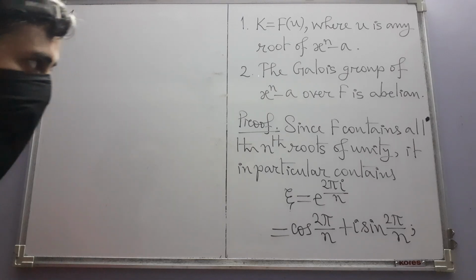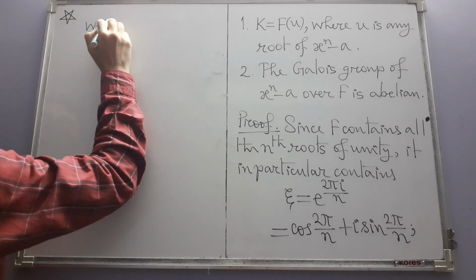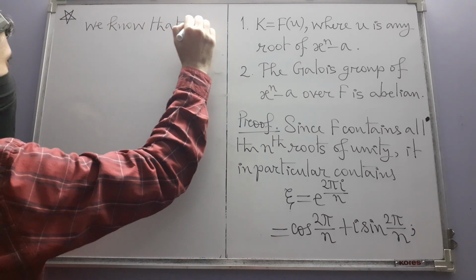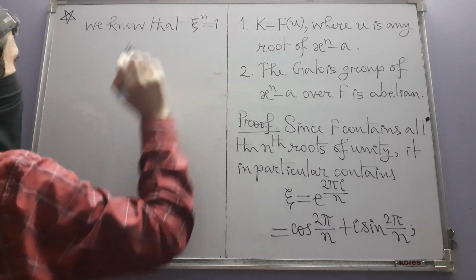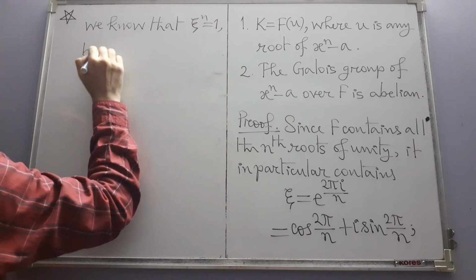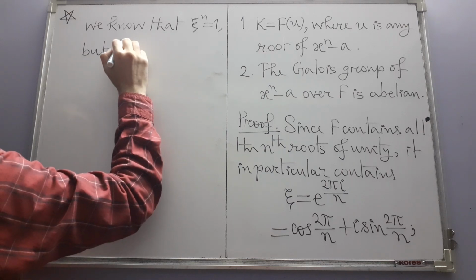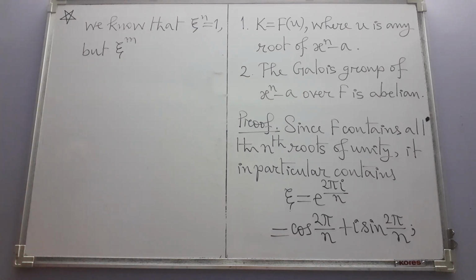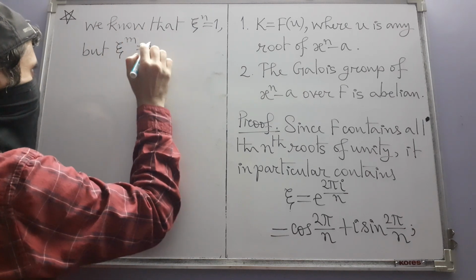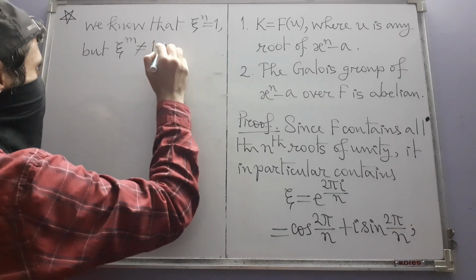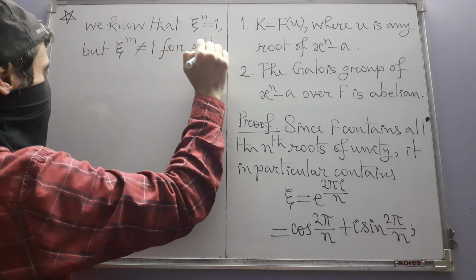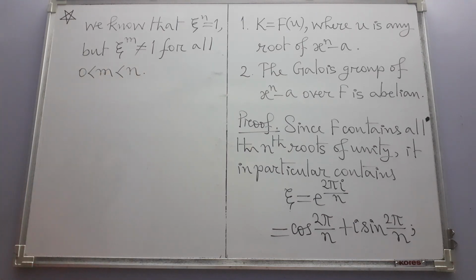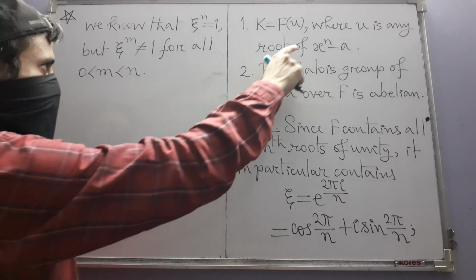In other words, we know that xi to the power n is 1, but xi to the power m is not equal to 1 for all integers m that are positive and less than n. Alright. Now we want to prove this.